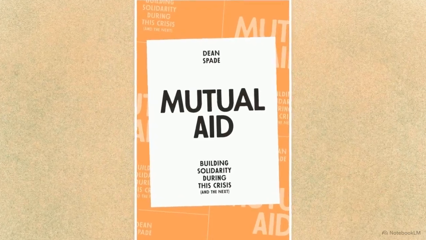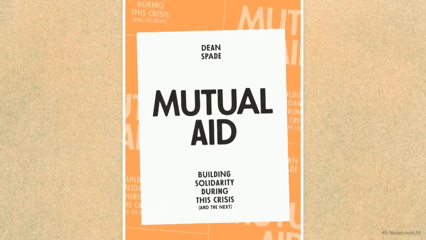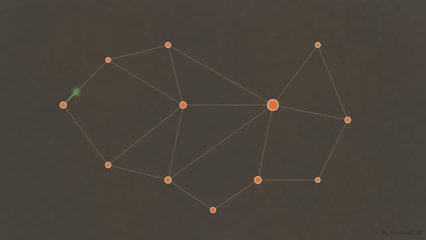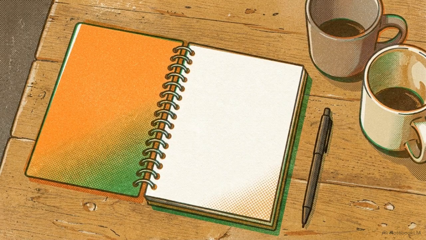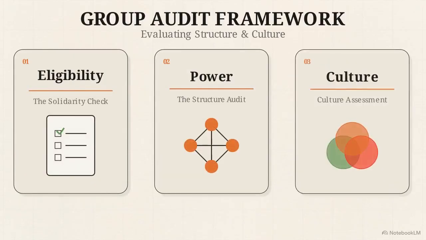This framework is based on organizer Dean Spade's book on mutual aid, and it's designed to diagnose your group's internal structure before these habits take root. So gather your core organizing team, grab a notebook, and get a pen. We're going to walk through the practical steps to audit how your group actually operates.